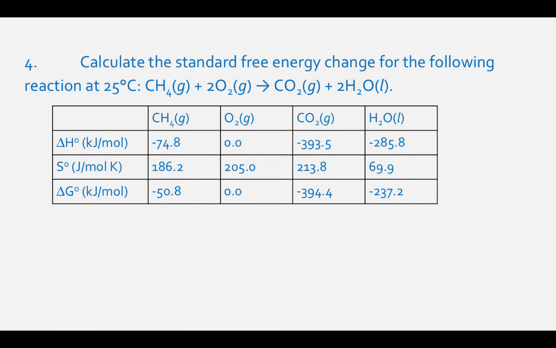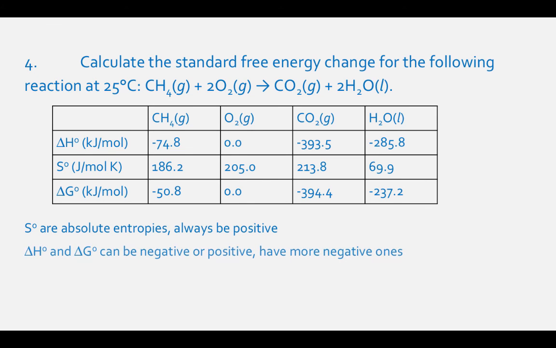It will be labeled Thermodynamic Properties at 25 degrees Celsius. One thing you notice about this table is that all of the S naught values are positive, and most of the delta H naught and delta G naught values are negative. Why is this? Remember, the S naught values are experimentally determined absolute entropies, so they will always be positive, because this is just how they were designed to be. The delta H naught and delta G naught values can be positive or negative. We just have lots of negative values for this question.